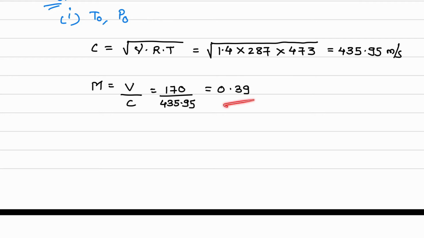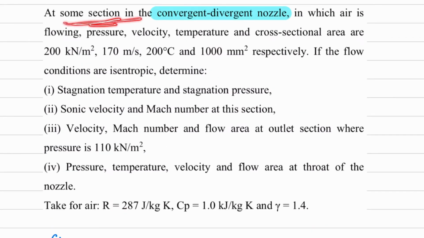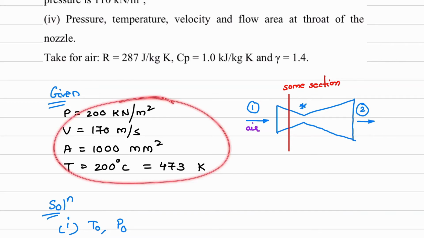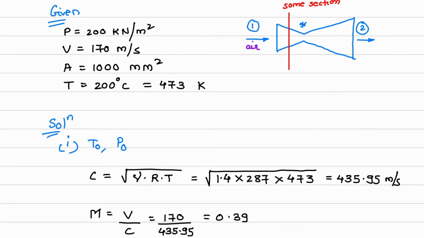Now from here we can conclude something. Since the Mach number is less than 1, whatever section is mentioned over here in the question, that section is in the converging part of the nozzle. Suppose, for example, this is that section. At this section we have the values that are given over here. The Mach number at this section we have also found out: M is equal to 0.39.